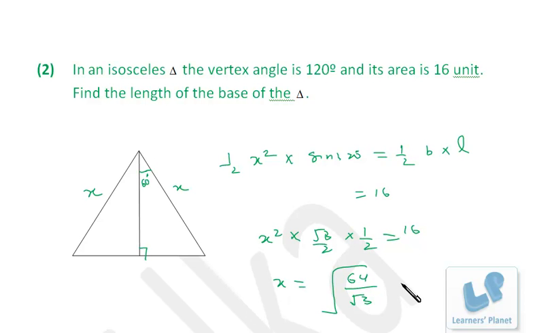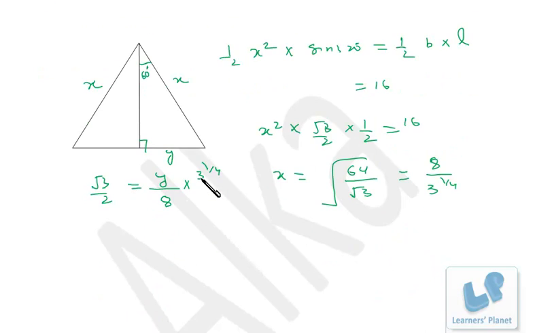Or we can say 8 upon 3 raised to 1 by 4. Now we want this length. So suppose this is y. The relationship between these two, that is perpendicular and hypotenuse, is given by sine theta. So that's sine 60 degrees. Sine 60 degrees is root 3 by 2. So sine 60 degrees is equal to y by x, right? And x is what? 8 by 3 raised to 1 by 4, right?